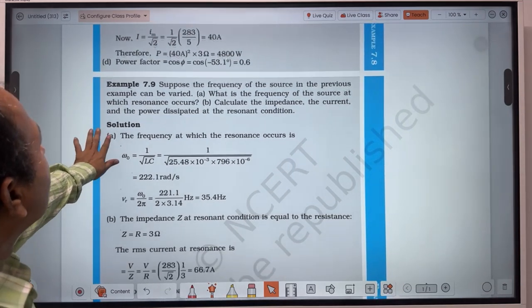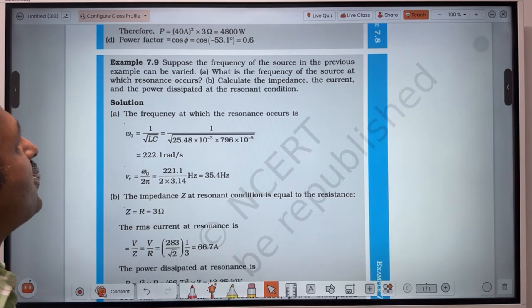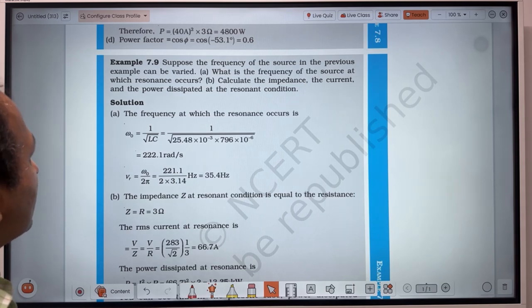Now there is another question. Suppose the frequency of the source in the previous example can be varied. In the previous example, we have taken the frequency as 50 Hertz. What is the frequency of the source at which resonance occurs? We have to find the resonant frequency. For that condition, as you know, XL minus XC equals 0, that gives omega 0 or omega R equal to 1 per root LC.